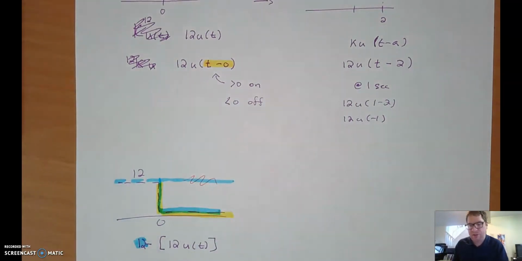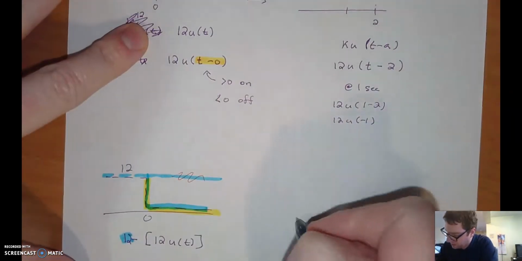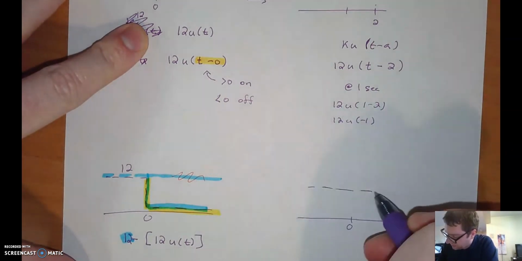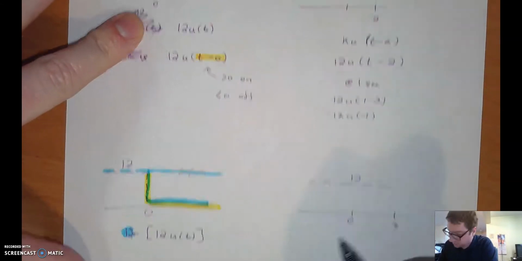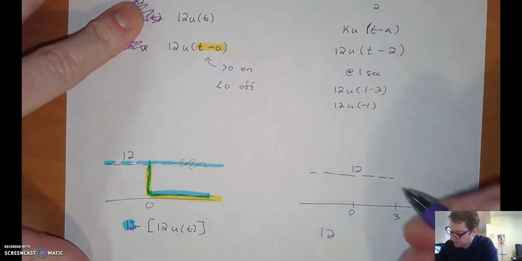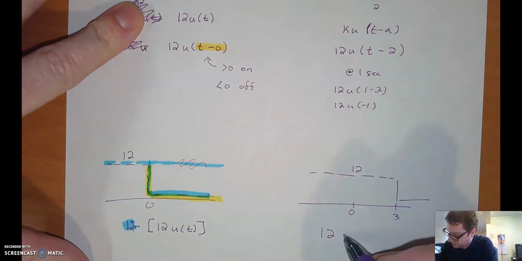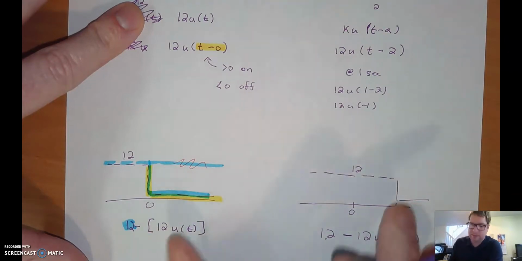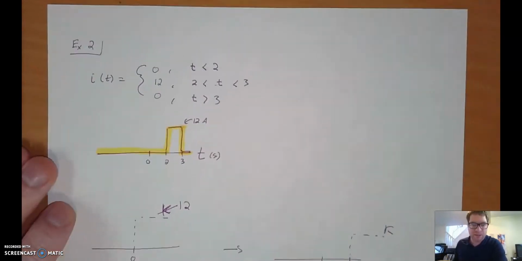So what if we wanted to turn it off at 2 seconds or 3 seconds, like our problem? So instead of 0, we're going to turn it off at 3. So we're going to pretend that it's on for right now. So it starts off, it's on at 12, and then it's going to turn off. So we're going to subtract 12 when we get to 3 seconds. So that would be our function. So it's a constant 12, but when I get to 3 seconds, I'm going to subtract 12. That's what this says.